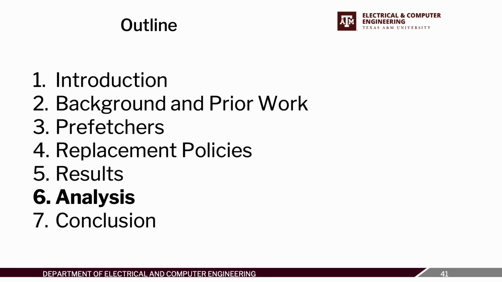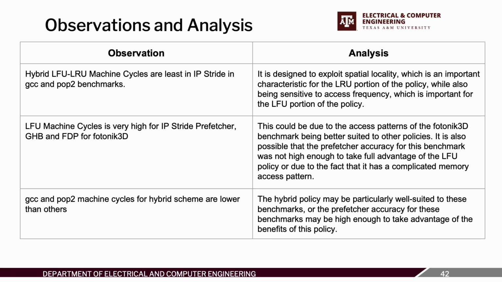Now coming to the analysis part, we observed that the hybrid policy's machine cycles are least in IP stride in GCC and POP2 benchmarks. We reason that it is due to the policy's ability to work on both spatial and temporal locality. For the Photonic 3D benchmark, the LFU machine cycles are very high across all prefetchers. It is due to the access pattern of this benchmark, which is better suited to other replacement policies. There is also a possibility of this benchmark not having enough temporal locality for LFU to work its magic.